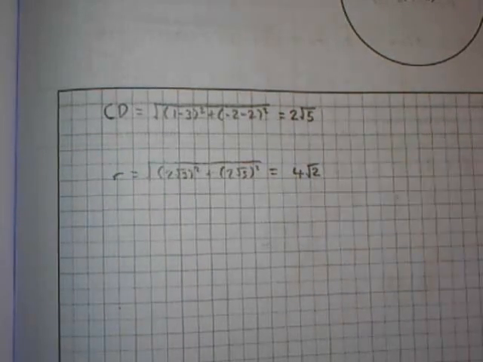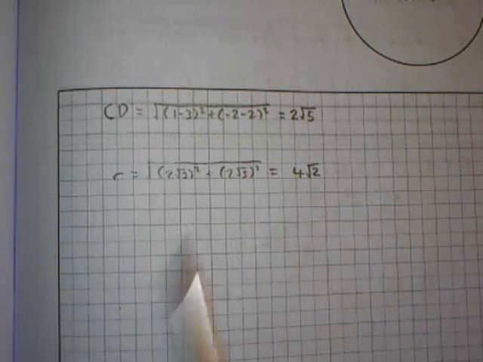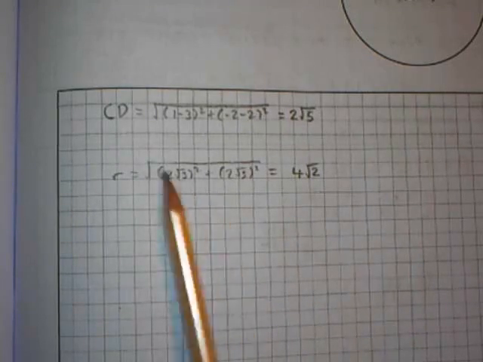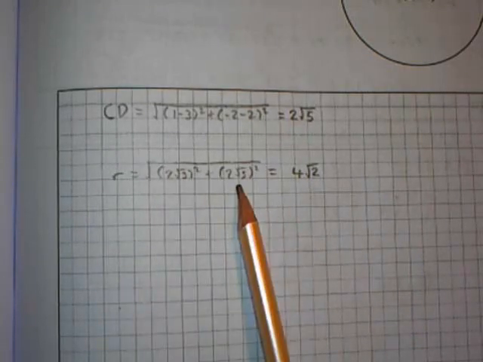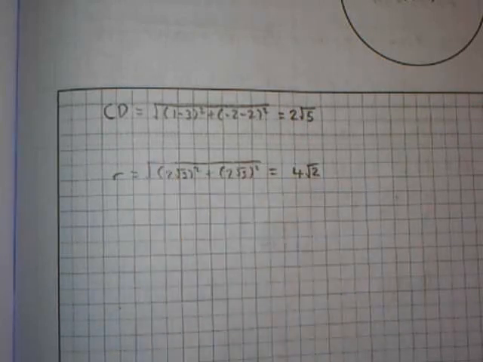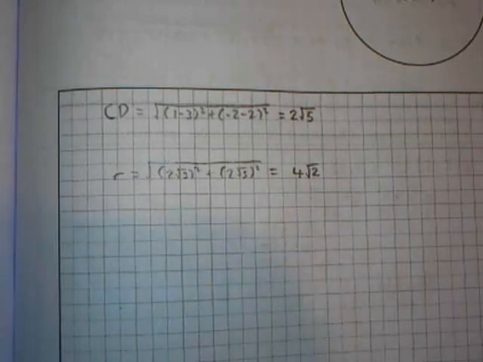So 2 root 5, and then we just do Pythagoras. So square the 2 root 3, make sure it's in a bracket when you square it, square the 2 root 5, add them up and square root, and you get 4 root 2.